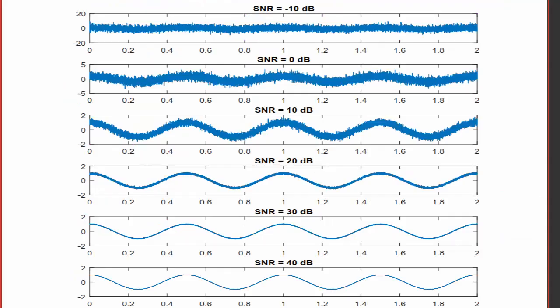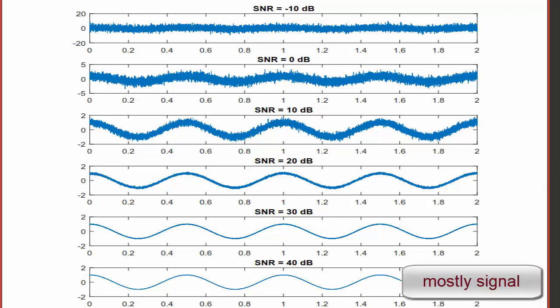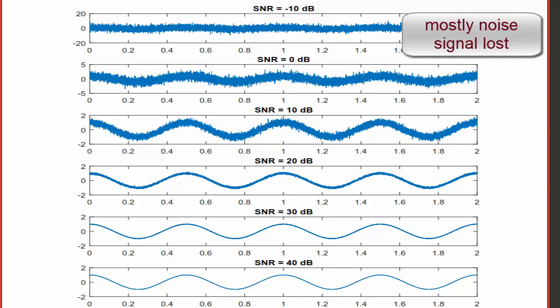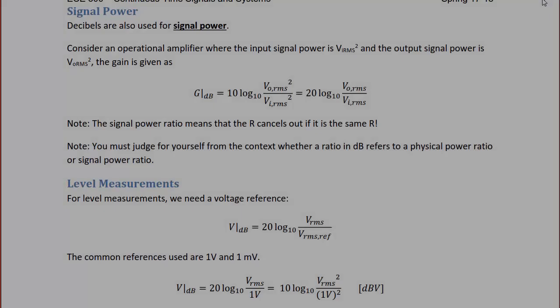So here we have a plot of the signal to noise ratio for several different values. Notice that when the signal to noise ratio is 40 decibels, we have a very clean cosine wave. And then as the signal to noise ratio is decreased, what you start to see is that the signal is becoming corrupted with the noise. By the time the signal to noise ratio is at negative 10 decibels, we now have mostly noise and the signal is lost. You're actually going to see this in one of your labs.